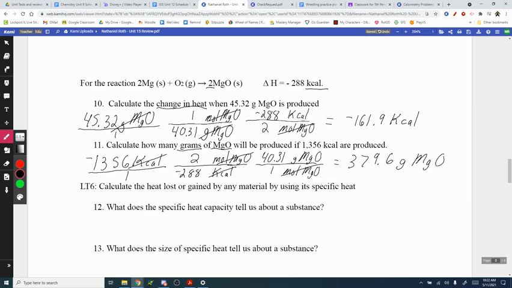Now, just to kind of clarify, this negative here, that was very important because our enthalpy is negative. And so this negative and this negative cancel each other out. Okay. If we didn't put this negative here, then our end answer would have been negative. And you cannot have a negative amount of grams. It just doesn't work. Okay. So if energy is produced and it's your given, it needs to be a negative.